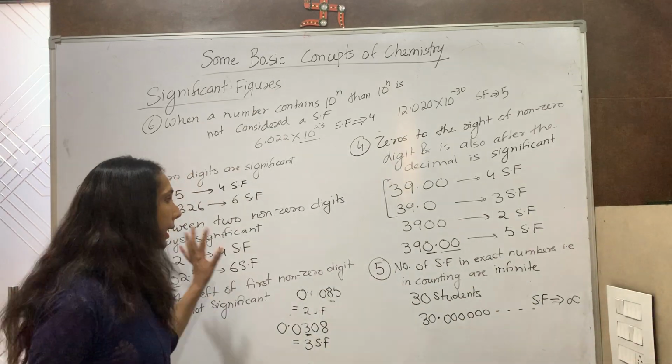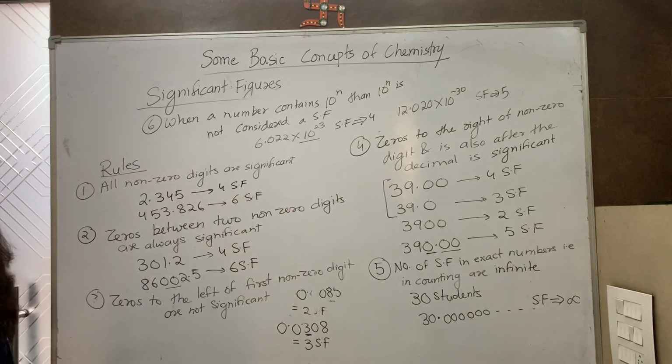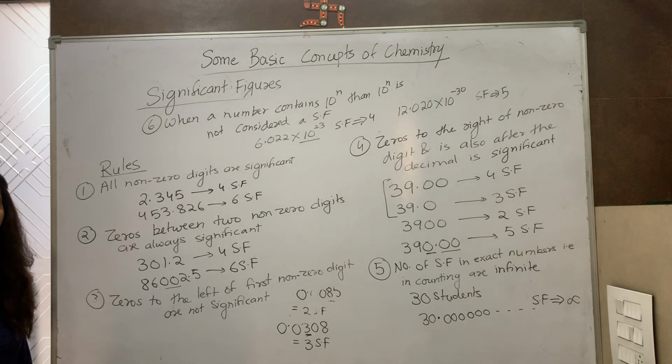So these are the 6 rules to find out the significant figures. Thank you.